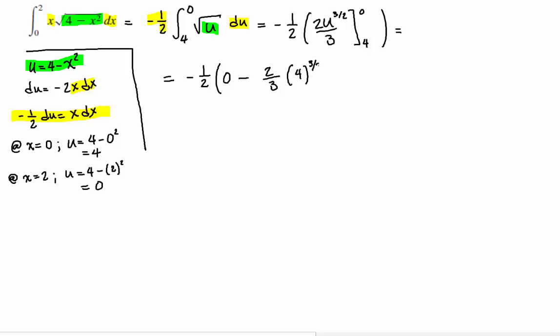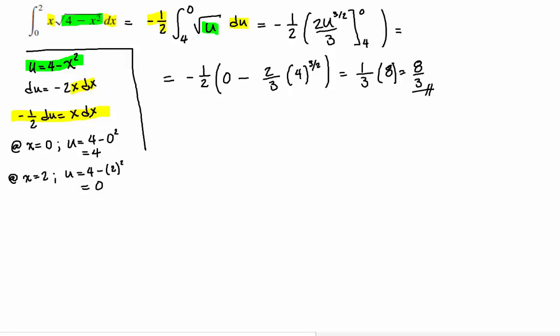To 3/2. And that gives me, well, 0. And then minus negative, so it becomes positive. The 2 cancels with the 1/2, so I get a 1/3. So the 2 goes away with this 2, the negative goes away with this negative, and I have 4 to the 3/2. So I take the square root of 4, which gives me 2, cube it, gives me 8. So in the end I get 8/3. And that is the answer.